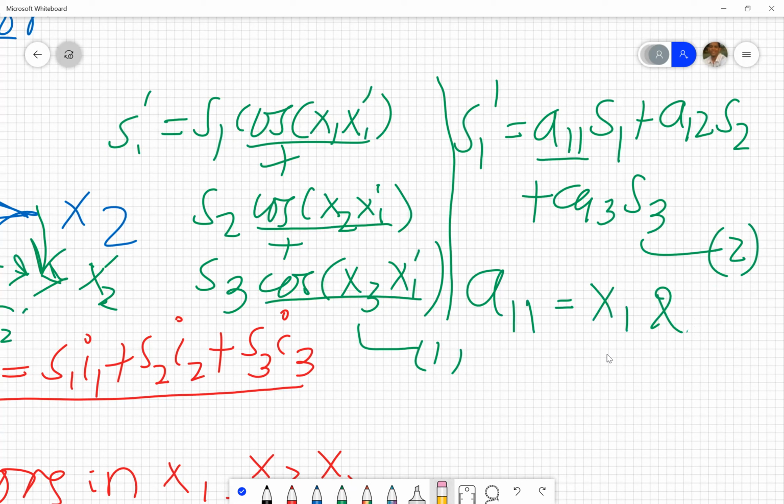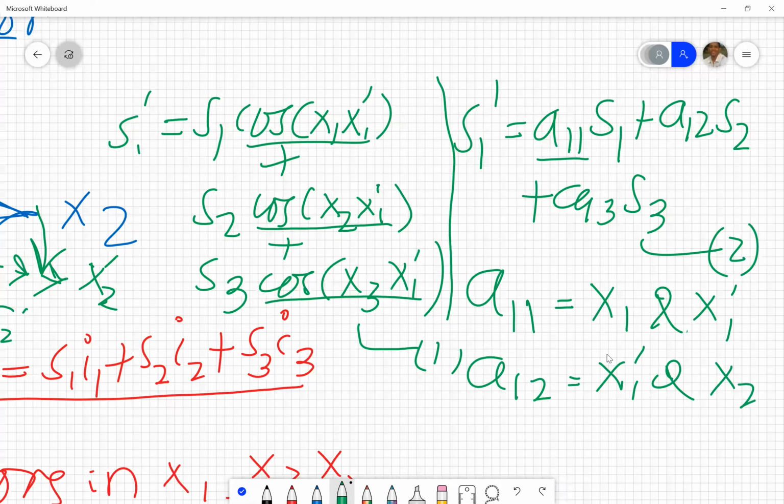The direction cosine, this A11 means the direction cosine between x1 and x1 dash. Simply, if you are telling A12, what does it mean? It means the direction cosine between x1 dash and x2. Similarly, a13 means x1 dash and x3. So if you write in that format, it is very easy to remember.